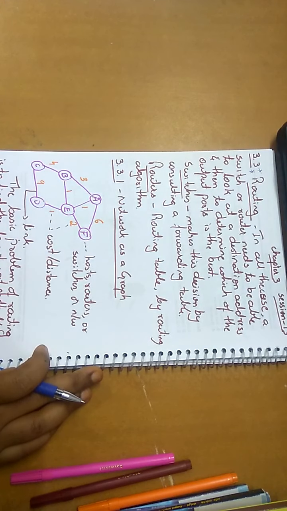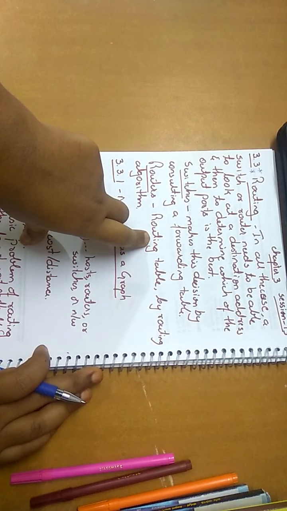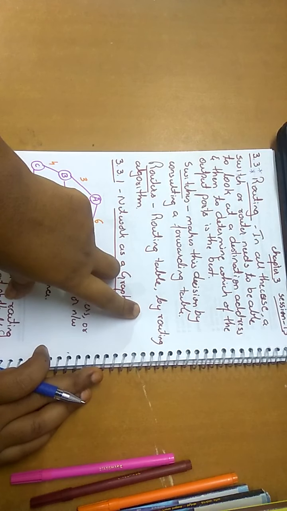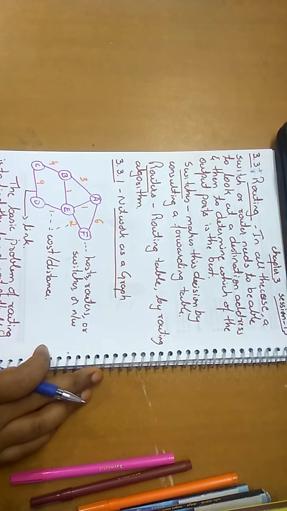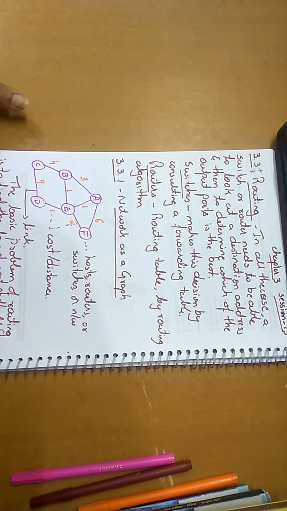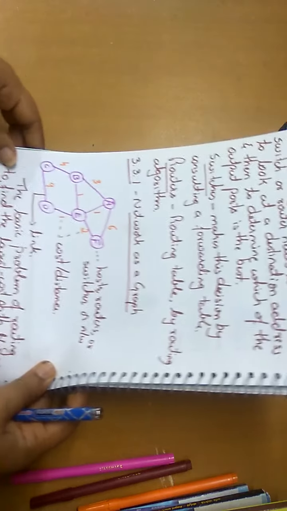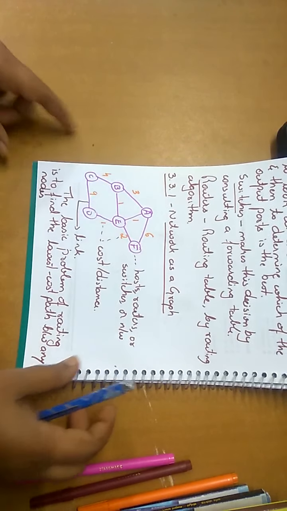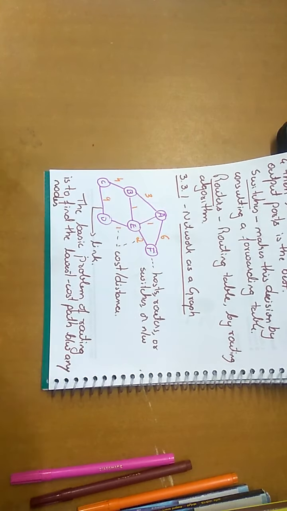To construct a routing table, we have some routing algorithms, some other kinds of algorithms. Here we will see those algorithms to construct a routing table and to choose the best link to reach the destination. Before going to the algorithms, we have to understand a network as a graph. A network can be represented as a graph.